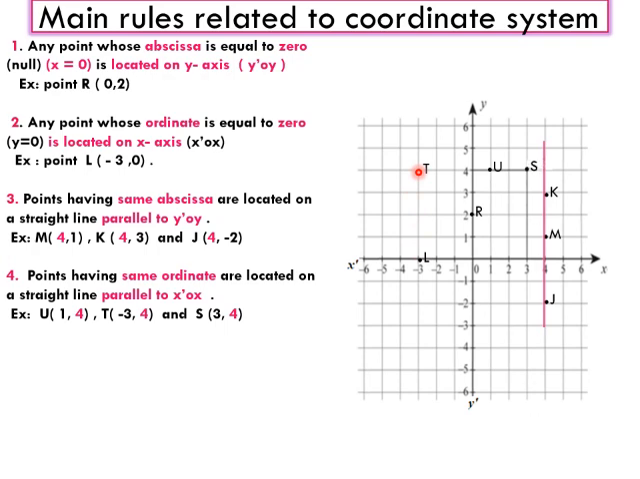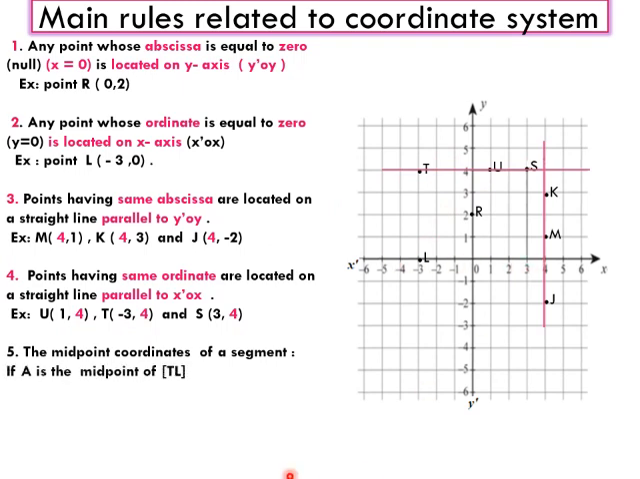And S of coordinates 3, 4. We start from the origin, move 3 steps to the right along x prime or x since its abscissa is equal to 3, then go upward 4 units along y prime or y since its ordinate is equal to 4. S is located here. As you can see here, the 3 points have the same ordinate, which is 4, so they are located on a straight line parallel to x prime or x.